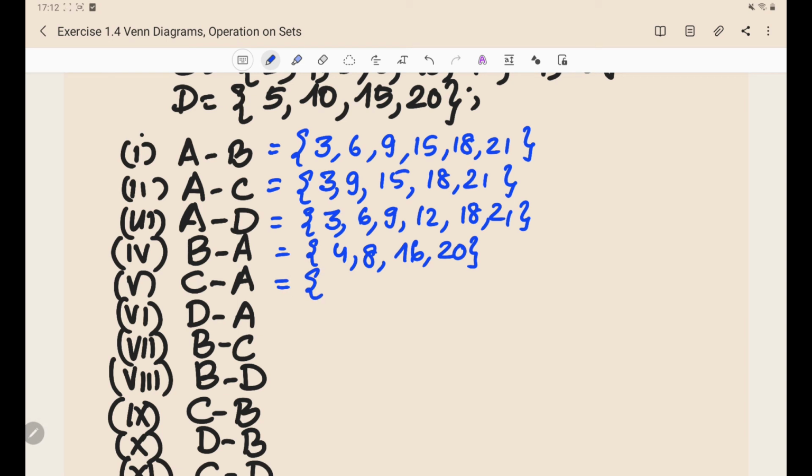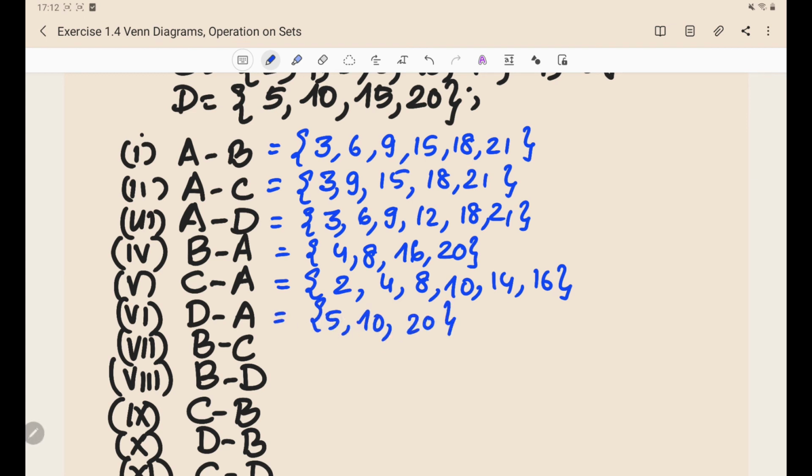So now back to the problem C minus A. What is C minus A? You can see that 2, 4, 8, 10, 14 and 16 are the elements of C minus A. That is all the elements of C and these elements are not in A. D minus A, similarly, what you will get? 5, 10 and 20. These are the elements of D minus A.